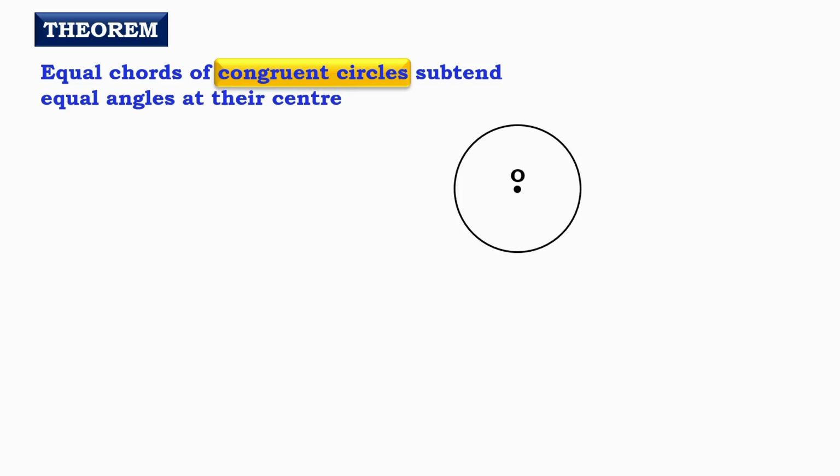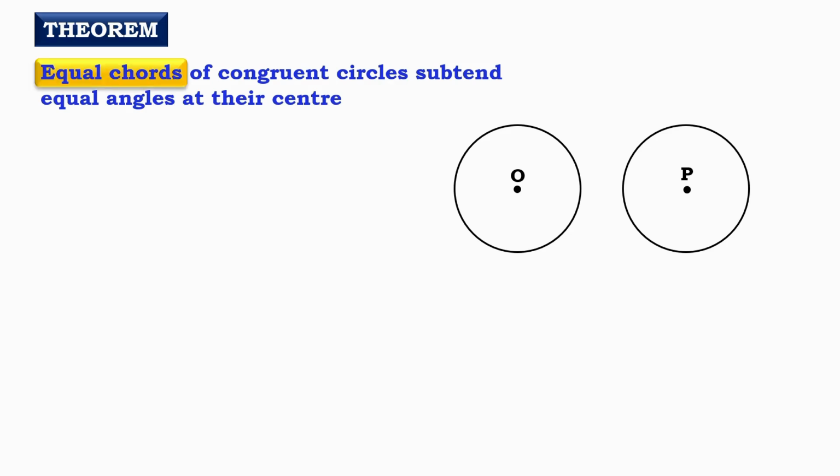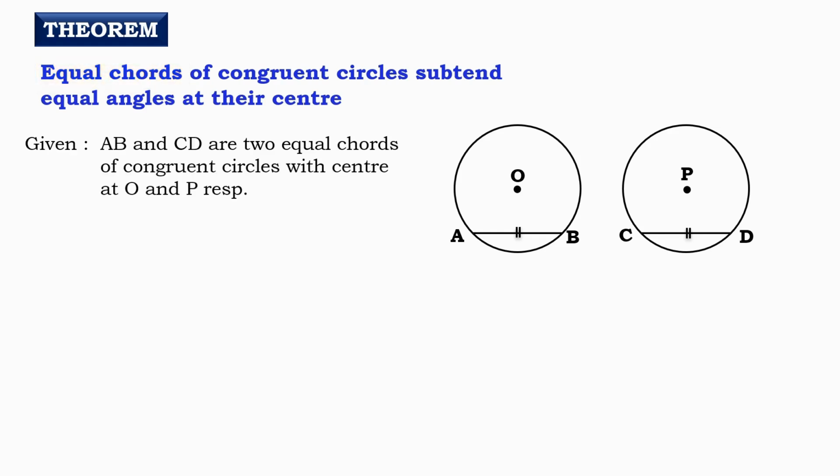Before we draw the congruent circles, we have to understand what congruent circles mean. Congruent circles means circles which have the same radius. So we have drawn two circles with the same radius where the centers are different. One is O, another one is P. Now here there are two chords that are equal. We will draw one chord AB in the first circle and then another chord CD in the second circle, which are equal.